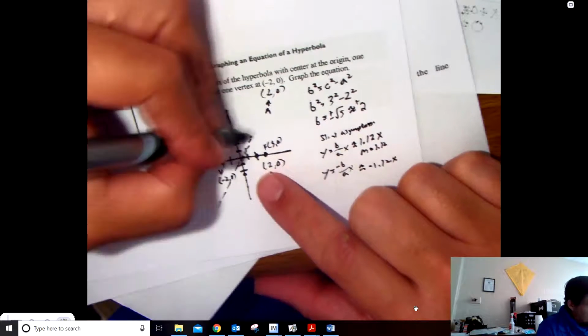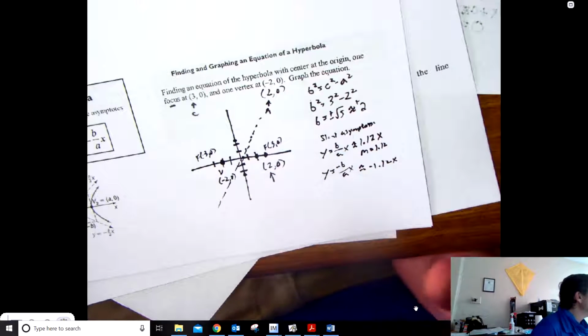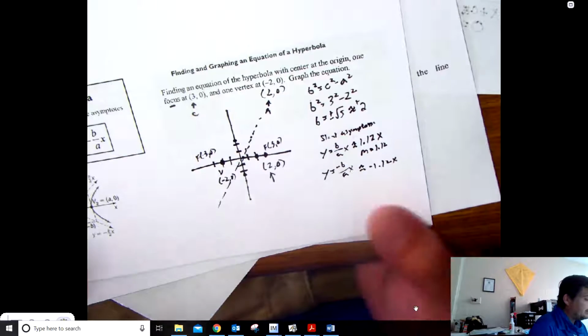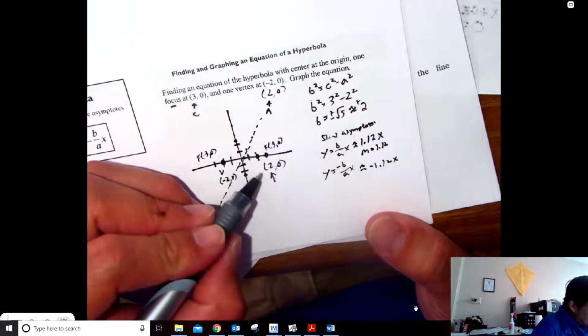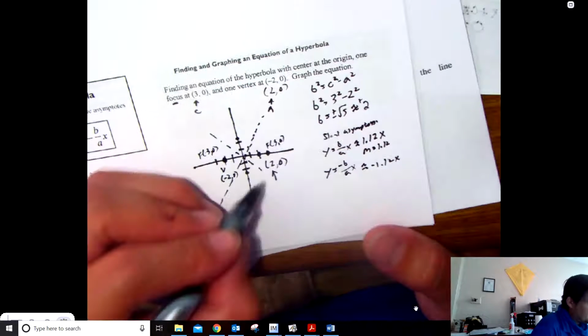I swear when I was a kid that Miss Buckley always told us just to draw perfect slanted lines that went right through the origin, up 1 over 1, because they end up being so close to 1. On a freehand graph, it doesn't really matter. Anyways, there's my slant asymptotes.